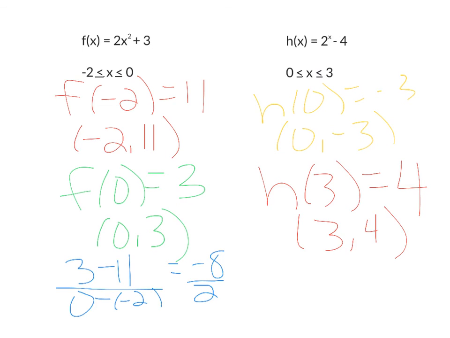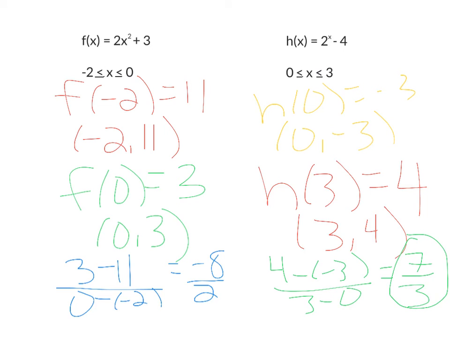Now to find my average rate of change, I'm going to plug in the point 0, negative 3 and 3, 4 into my formula. So I'd have 4 minus negative 3 over 3 minus 0. 4 minus negative 3 is 7. 3 minus 0 is 3. Therefore, my average rate of change over the interval is 7 over 3. Please take a moment to pause this video and record these examples in your notes.